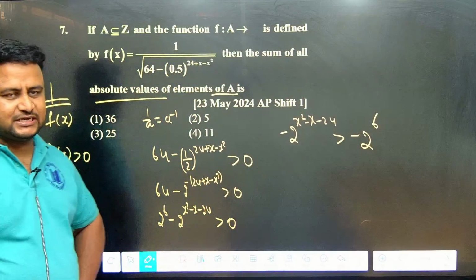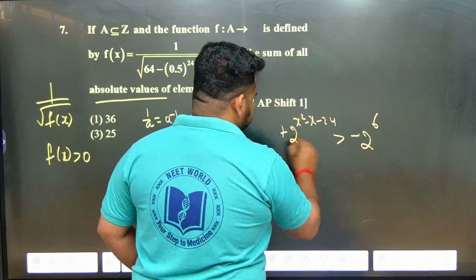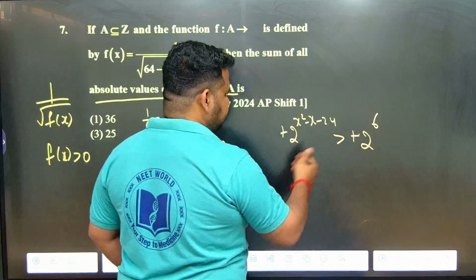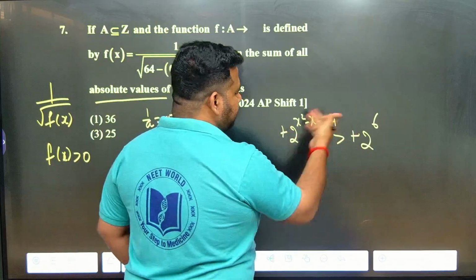Correct? This will become minus 2 power 6. What can I do? On both sides I can cancel the minus. No need to change the inequality. So this will become what? These bases are the same, so I can equate the powers. How can I equate the powers?